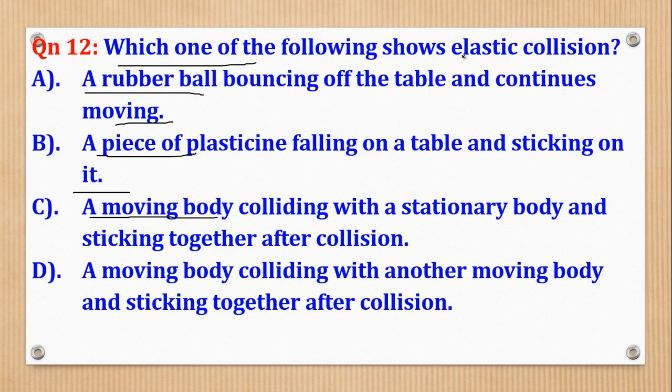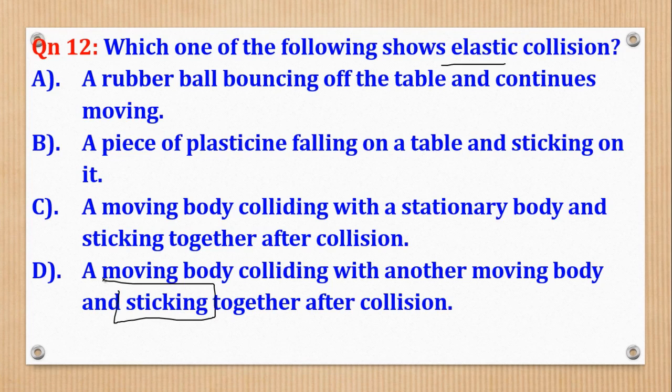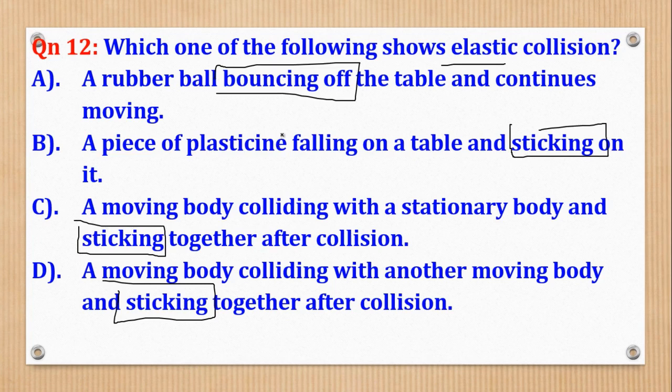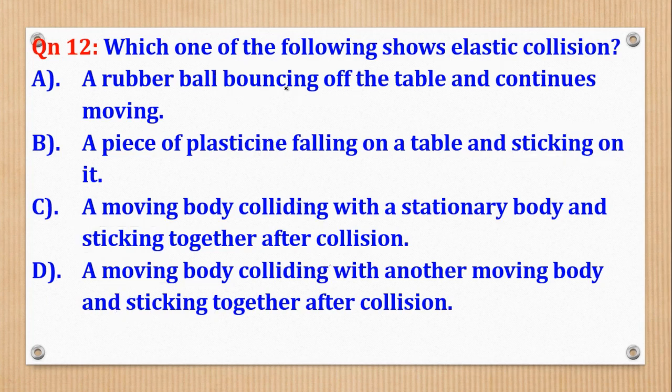So there are two types of collision, elastic and inelastic. When it is elastic, the bodies separate. When it is inelastic, the bodies stick together. Now in part D, we have the words sticking together. Part C, we have sticking together. Part B, we have sticking together. But in part A, we have bouncing off. Meaning B is not okay, C is not okay, D is not okay, and the correct answer is A.